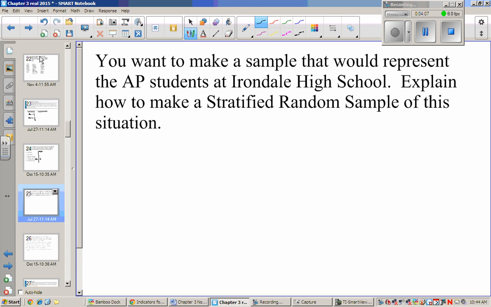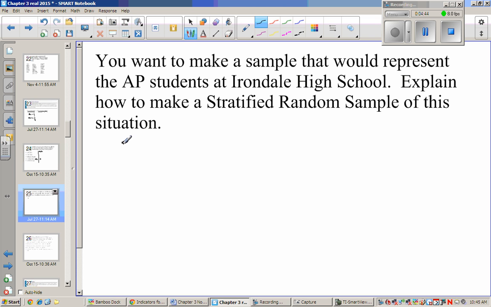Now, suppose you want to make a sample of the AP students at Irondale. Explain how you would make a stratified random sample of this. Well, you'd have to think about it, it might depend on the question that you're asking. You might want to stratify it by grade level if you want to see the range there, or you might want to stratify it by gender. You might want to stratify it by race, depending on just what question you're asking. Let's say we want to do it by grade level, and let's do a disproportionate one.